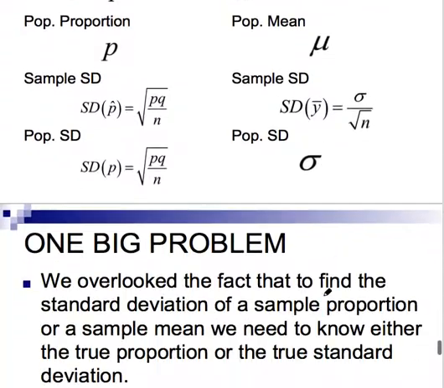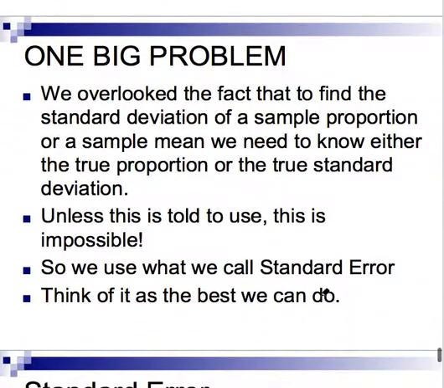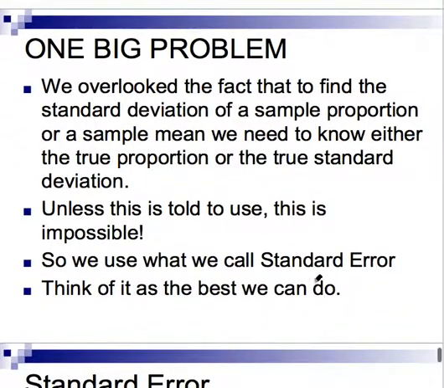All right, so one big problem. In order to be able to find the standard deviation, we have to be able to figure out what the true standard deviation is, what the true proportion is. But of course, we can never figure that out. There's no way. It's impossible to figure out every piece of data in an entire population. So this is called standard error.